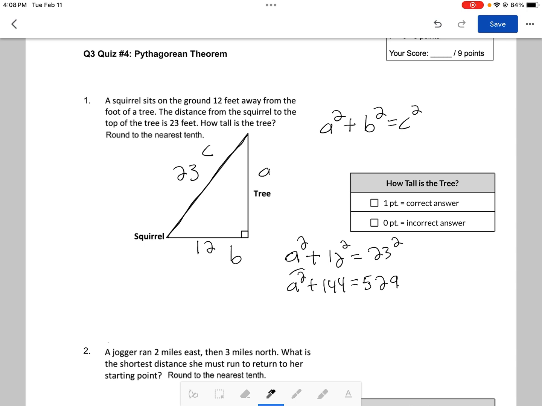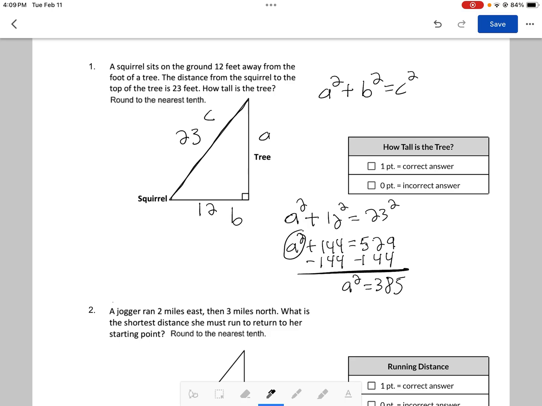I need to get this A squared by itself, so I'm going to subtract 144 on both sides. When I do that, I end up getting A squared equals 385. Remember, the opposite of squaring is square rooting, so I am going to square root both sides of my equation. The square root of 385 is 19.6. Again, we're rounding to the nearest tenth. So the height of the tree is 19.6 feet.